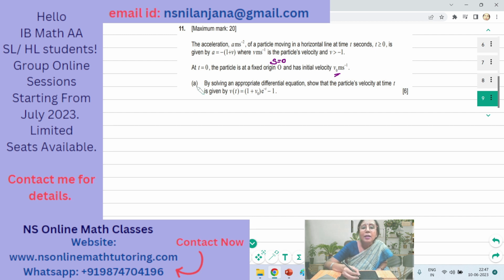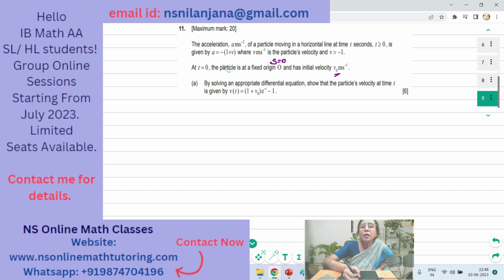Subpart A: by solving an appropriate differential equation, show that the particle's velocity at time t is given by v of t equals (1 plus v0) times e to the power of negative t, minus 1. This carries 6 marks. We have to form a differential equation and solve it, plain and simple.